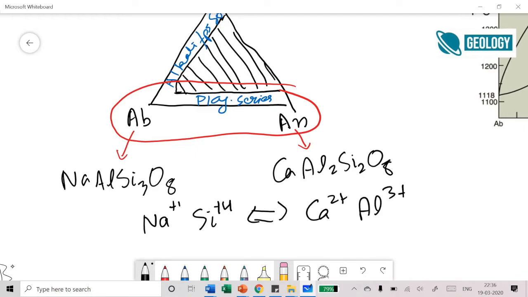So if you look at these, this is a total of plus 5 here, and you have a total of plus 5 charge on this side also. So as a unit, NaSi is being replaced by CaAl if you go from albite to anorthite.